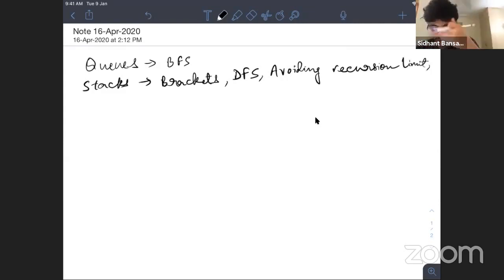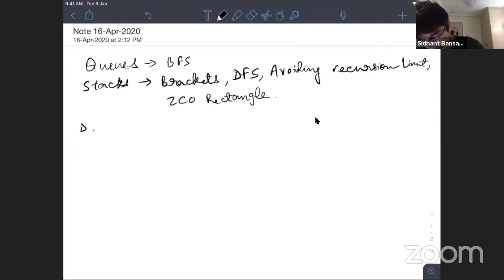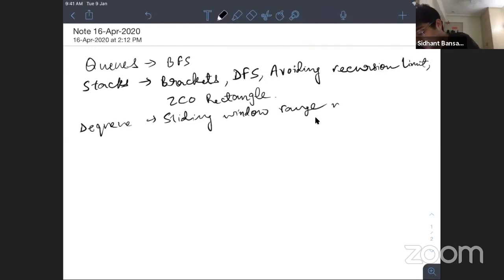And also stacks are used for the fourth thing that I covered there: bracketing, DFS, avoid recursion limit, and, what was the fourth thing? Yeah, that's your rectangle. So we'll come to that's your rectangle later. And DQs are generally most commonly used for sliding window range max, when you have to do the sliding window range max question in O(n).